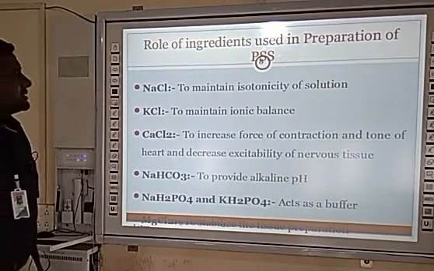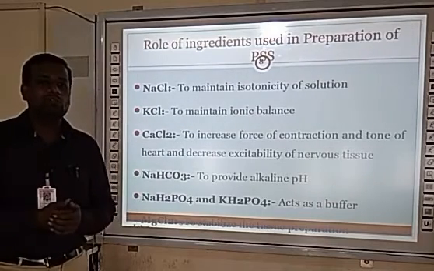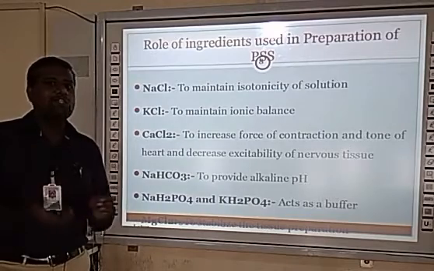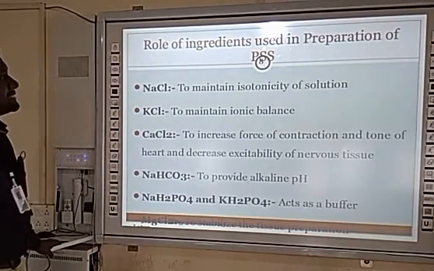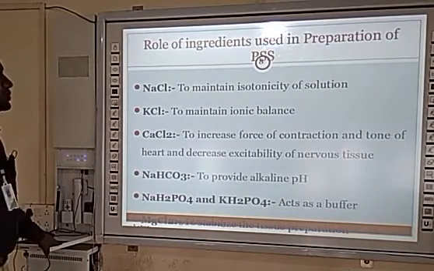Then next one is glucose. So glucose is the last ingredient. Glucose is useful as an energy source for the tissue. Okay. So these are the various PSS ingredients, the role of ingredients in physiological salt solution.